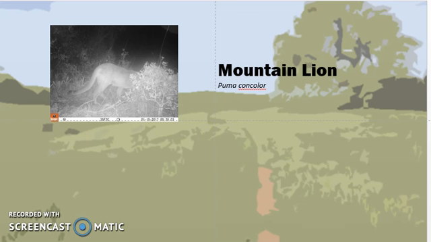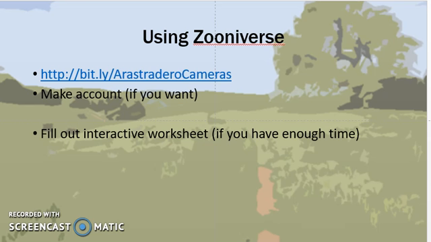Alright, so now we're going to jump onto Zooniverse. So this is where you can find our project on Zooniverse, and you can make an account if you want. You can also not make an account, and then it won't keep track of your name. You'll be like an anonymous user. And if you're using the worksheet with this orientation, now is a good time to get that out.